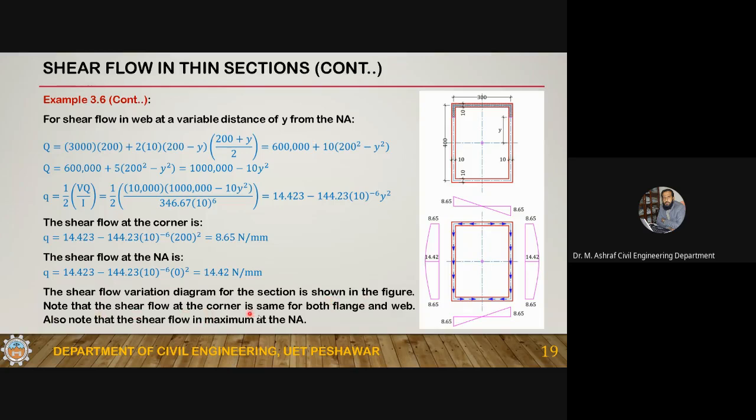Note that the shear flow at the corner is the same for both flange and web. Also note that the shear flow is maximum at the neutral axis. But I've told you that this should not always be the case. Sometimes shear flow is maximum not at the neutral axis but at some other location, just like in the case of a triangular section.